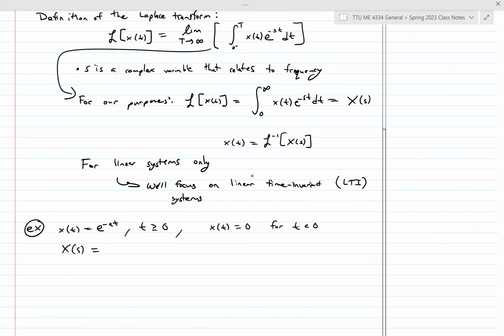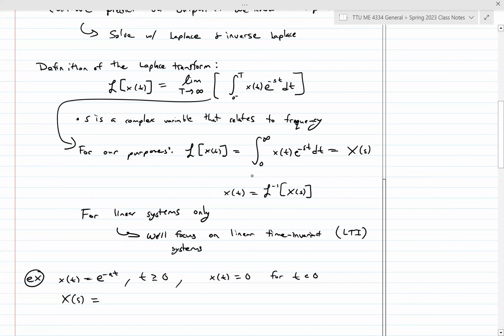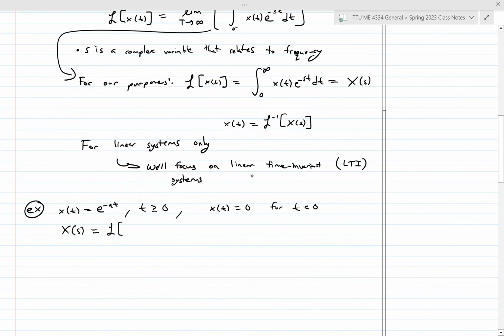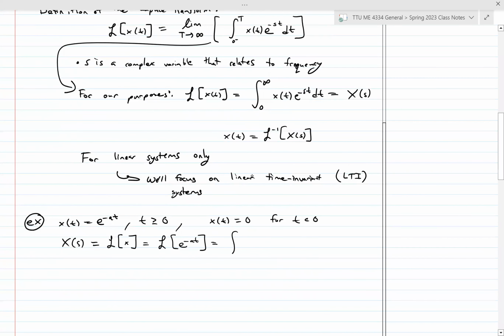All right. So we would plug that x of t into the equation that we had above and get X of s, right? So X of s, which is the Laplace transform of little x, the Laplace transform of e to the negative at, we could also write it as our Laplace transform definition, 0 to infinity of that x of t, e to the negative at here, times e to the negative st dt. And all we need to do is evaluate this integral and figure out what big X of s is.